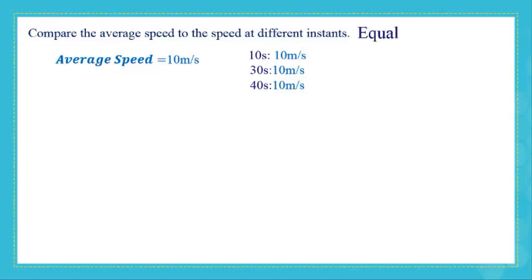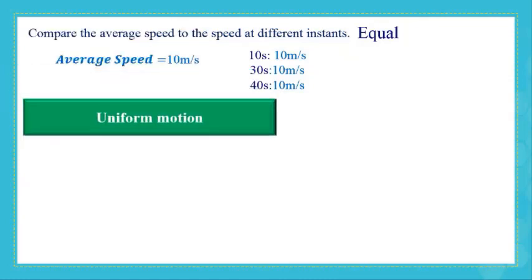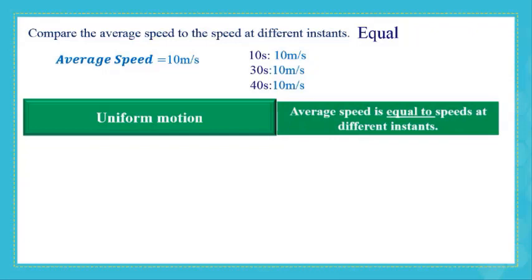They are equal, 10 meters per second. In this case, the motion of the cyclist is said to be uniform motion. The motion is said to be uniform if the average speed is equal to the speed at different instants.